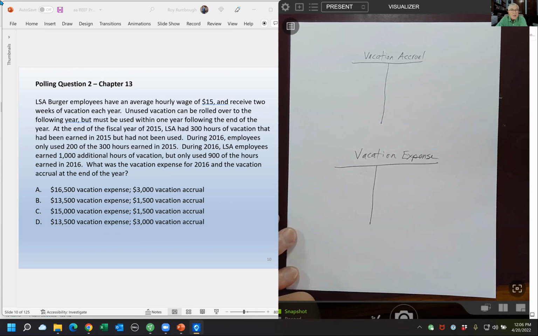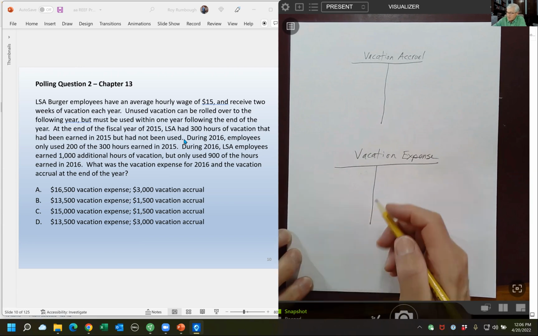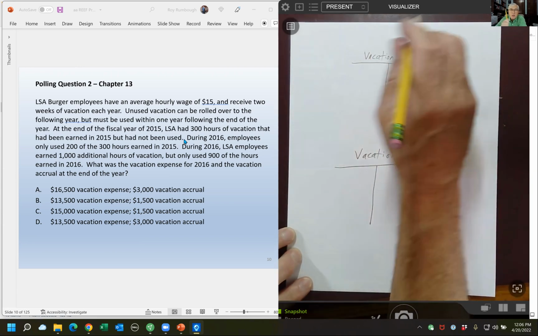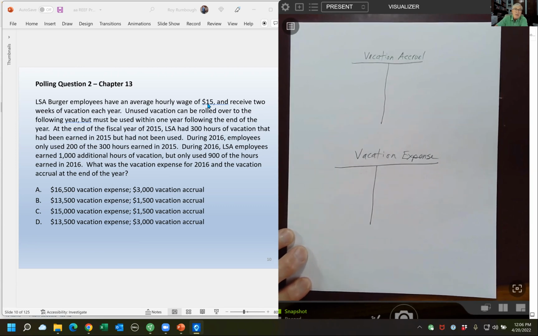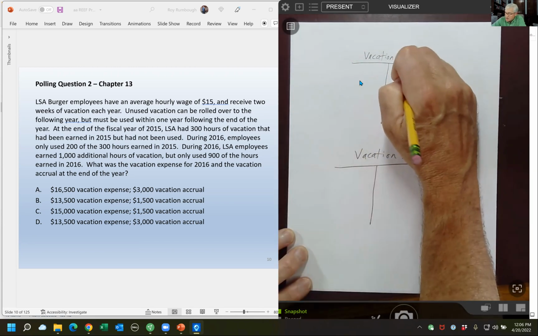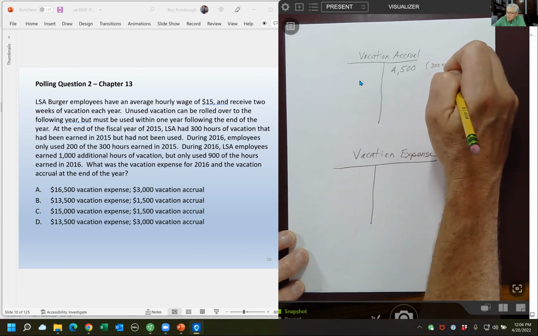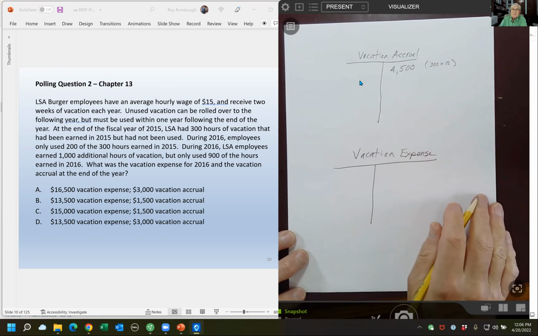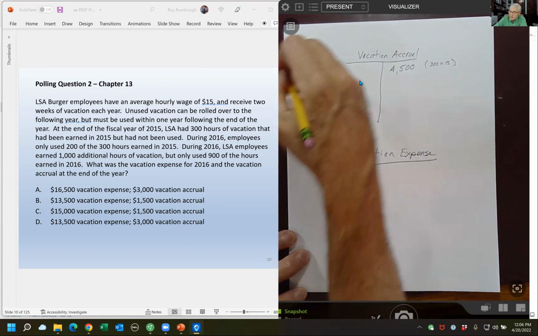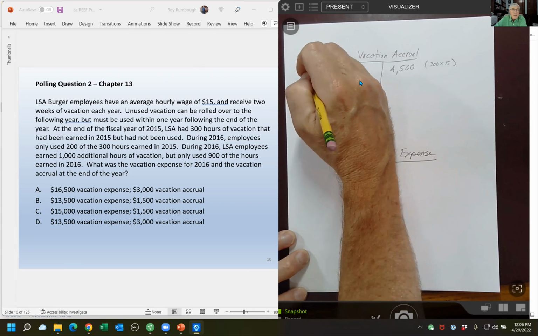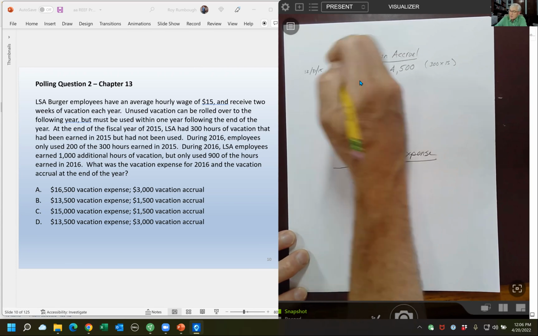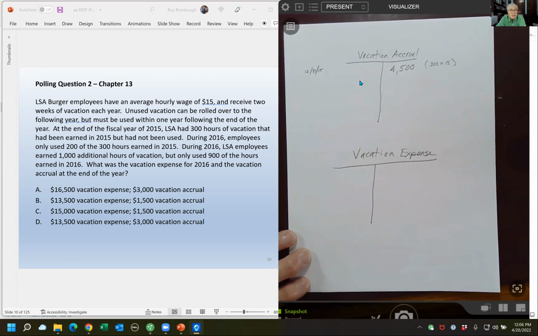At the end of the fiscal year 2015, there were 300 hours that had been earned but not used. So how much do I owe them? 300 hours times how much did we pay them per hour? $15. So 300 times 15 is 4,500. That's what we end the year with at 12/31/15. That's what's sitting as a liability on our balance sheet.